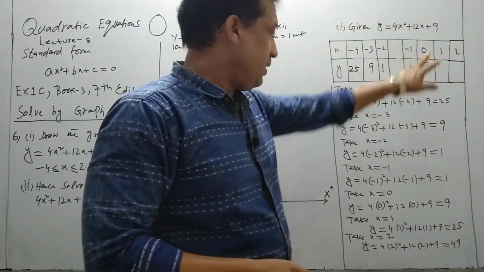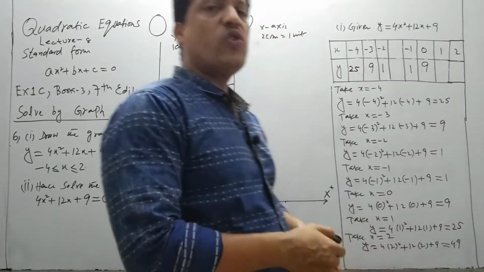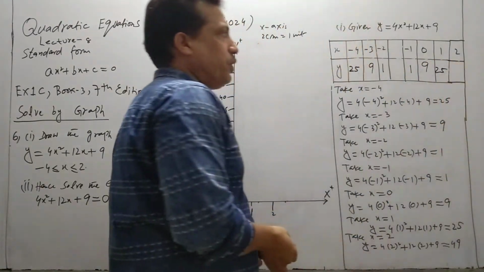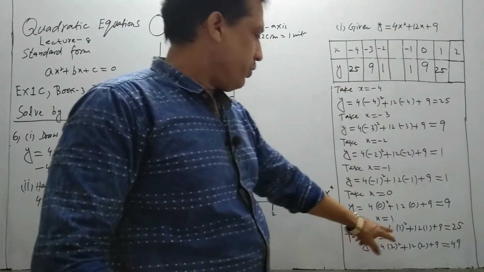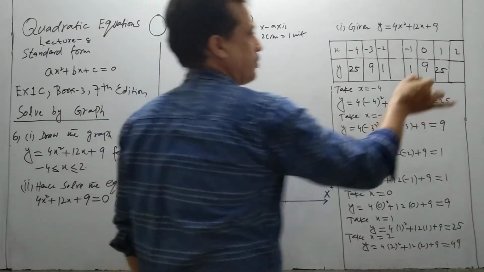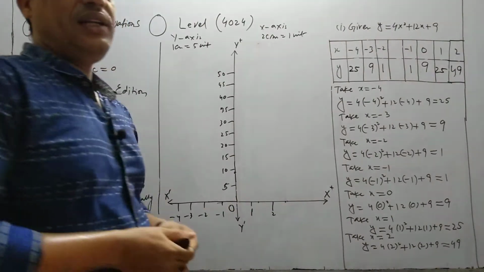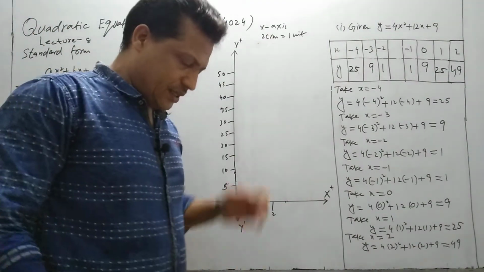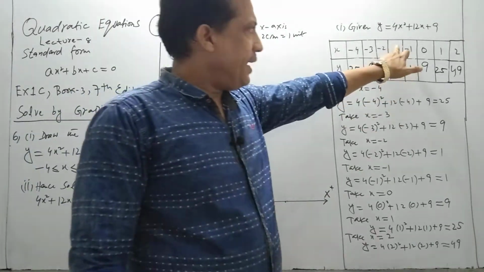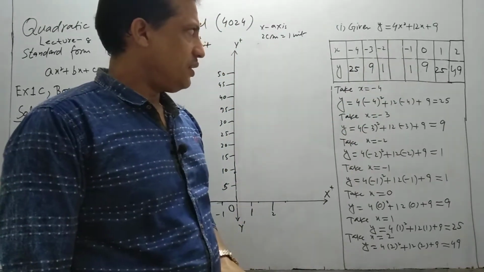Take x equals 1 in this equation. y equals 4 into 1 square plus 12 into 1 plus 9. You will get 25. You can verify this from the calculator. And finally put 2 in this equation: 4 into 2 square plus 12 into 2 plus 9, you will get 49. So we have filled the table, but as you are seeing, I left one empty box over here.